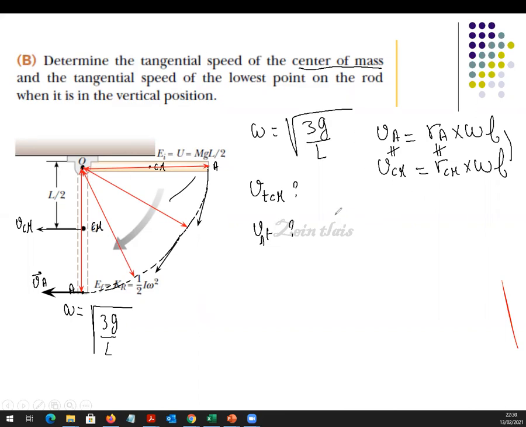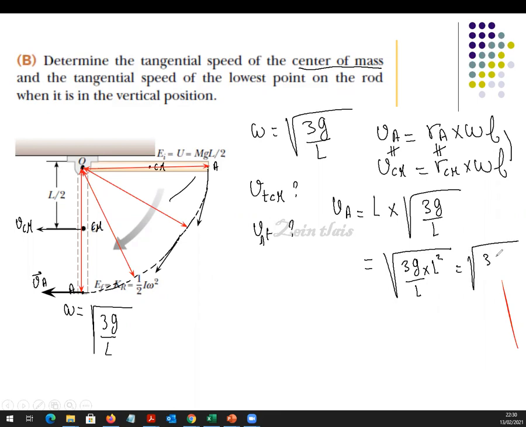So we can write VA equals L times omega final, which equals L times radical 3G divided by L. Finally, we can put L inside: radical 3G divided by L times L squared equals radical 3GL.